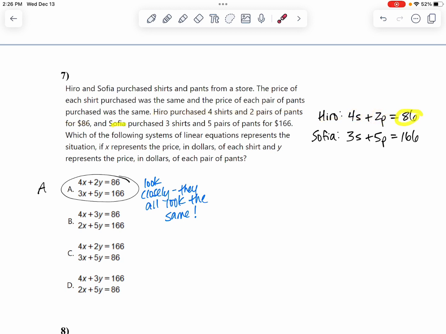And then I also wrote Sophia. Notice how I labeled them. If you keep your work organized, you're much less likely to make a very silly mistake, and you can take a pretty simple question like this and get it right pretty quickly. So she has 3 shirts, 5 pants, 166. So that's equation number 2. And so the only thing is that they're letting X be the shirts, so I'm just going to replace my S's with X's. And they want Y to be the pants, so I'm going to replace my P's with Y's.